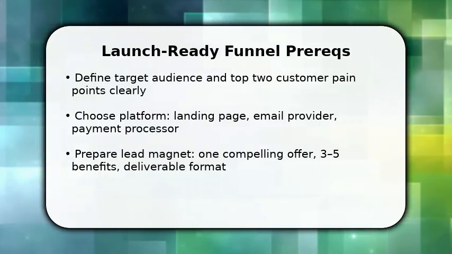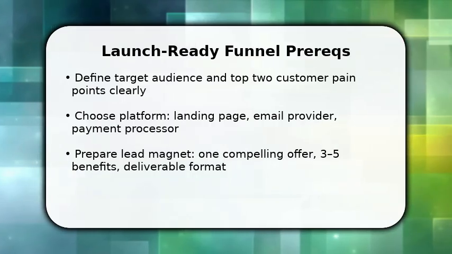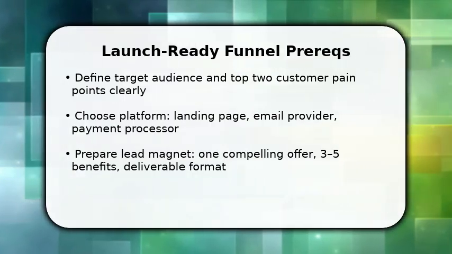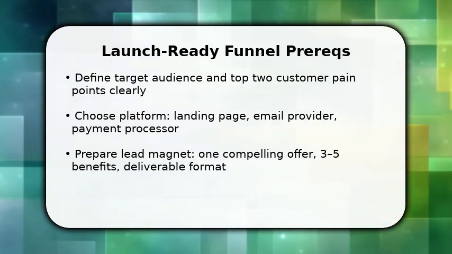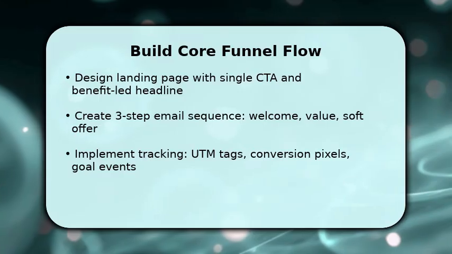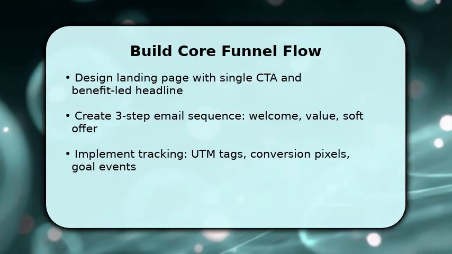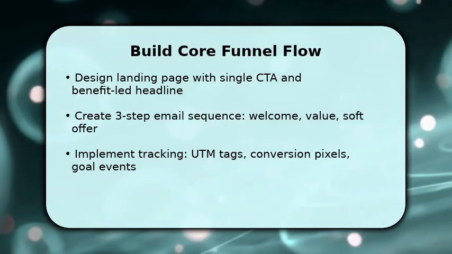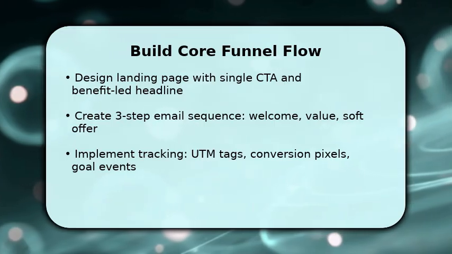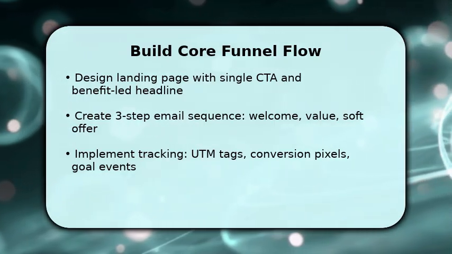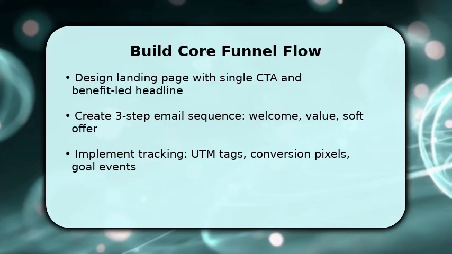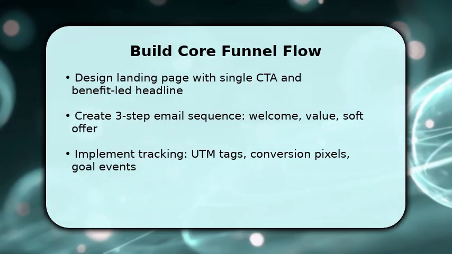Then build a simple page, add an opt-in form, and connect it to your email sequence so leads are captured immediately. Next, focus on the complex middle steps that turn interest into action. Craft a landing page with a single call to action and a benefit-led headline, and make the form as short as possible. Once that stands, write a 3-email sequence: welcome, deliver value, and present a soft offer.